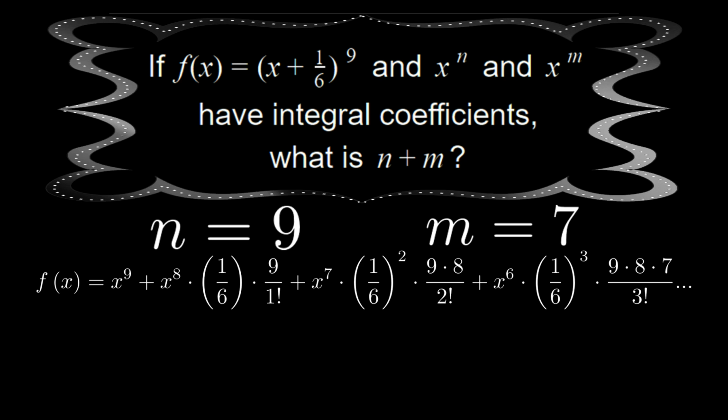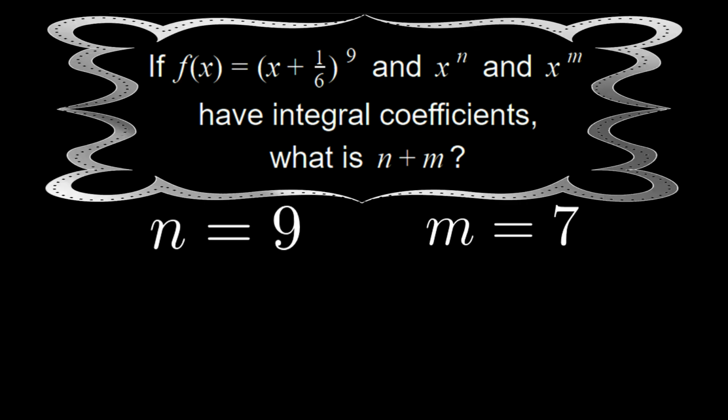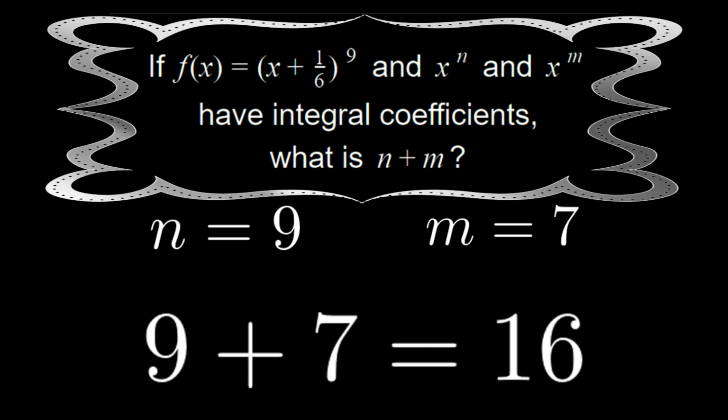But as an aside, if a Math Team question says that there are 2 solutions, you don't really need to finish the problem once you found both solutions. Anyways, we get that n is equal to 9 and m is equal to 7, and 9 plus 7 gives us our final answer, which is 16.